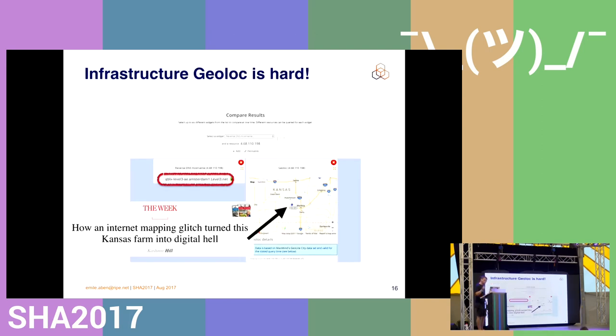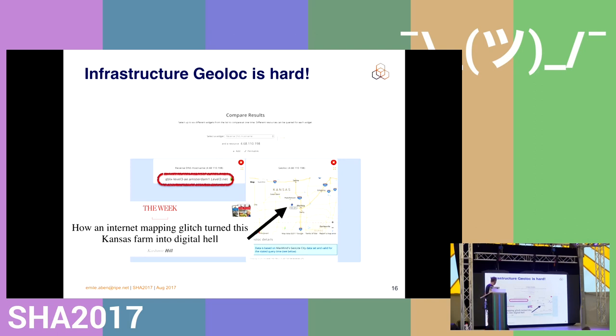So the problem with infrastructure geolocation is that it's hard. Just an example, and I don't know if you can see the IP address here. It's a Level 3, a very big transit network. If you look that up in any geolocation database, you end up here in the middle of, in the centroid of the US.